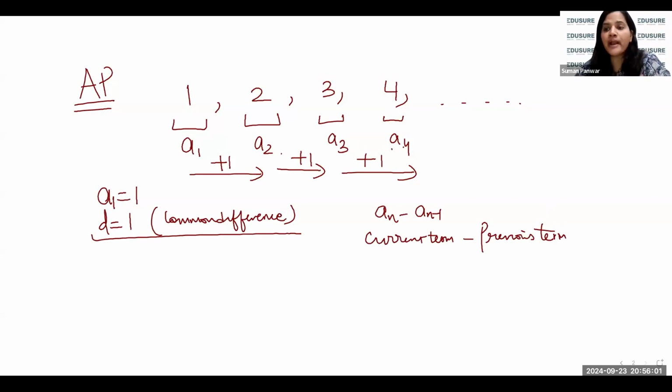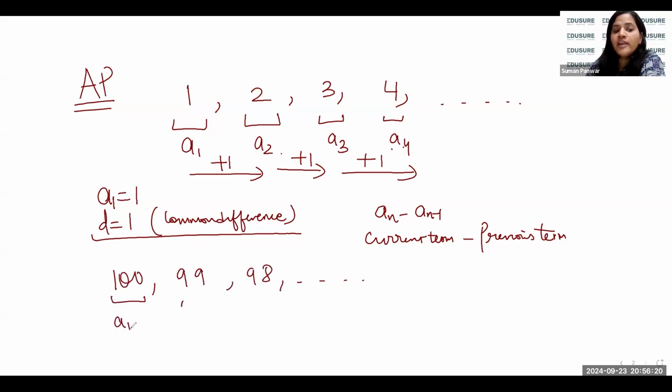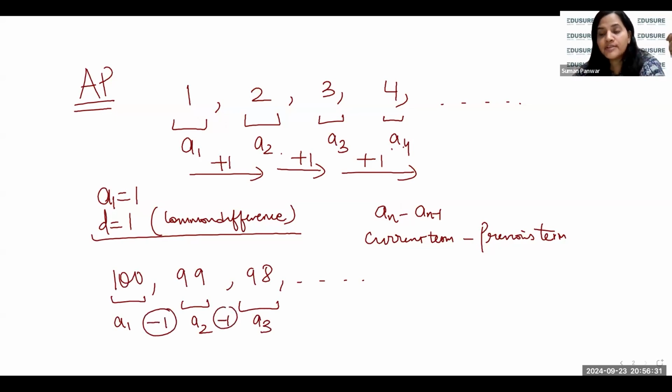For example, let's do back counting. When we are small kids, we are told to do back counting: 100, 99, 98, 97, and so on. Suppose your first term is 100, then you go to 99, then 98. So here your A1 is 100, your A2 is 99, your A3 is 98. So what is happening? Minus 1. The common difference can be positive, can be negative. It is not necessary that the common difference has to be positive only.